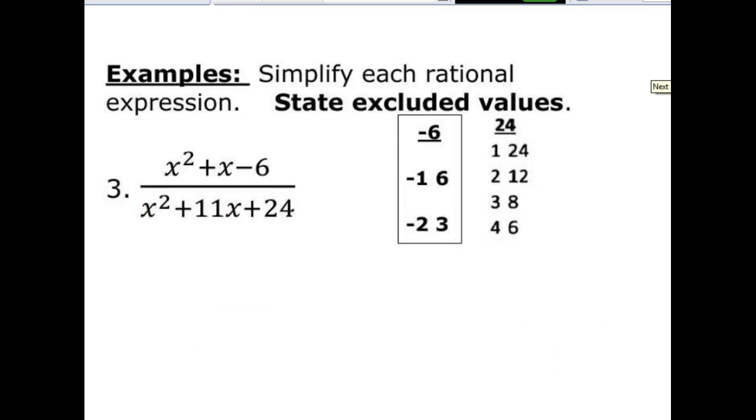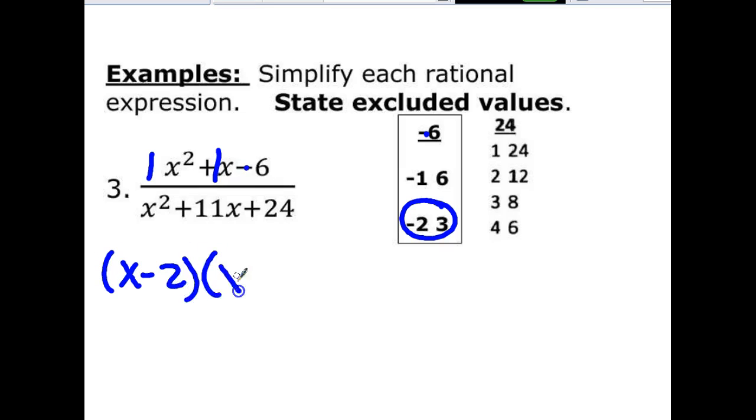Okay, I have a trinomial on top and a trinomial on bottom. So I've got to factor both of those. So 1 times negative 6 is negative 6. So I write down the factors of negative 6. These factors would add up to equal 1. The numerator factors into x minus 2, x plus 3.